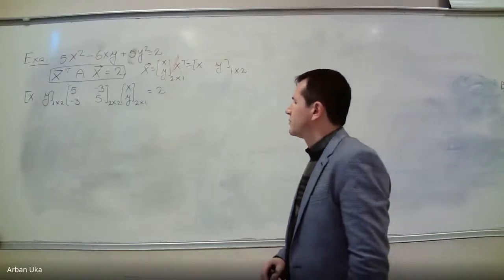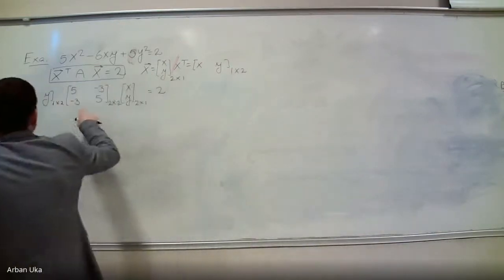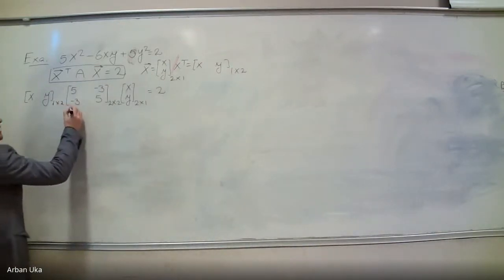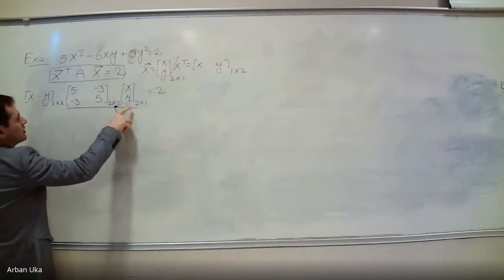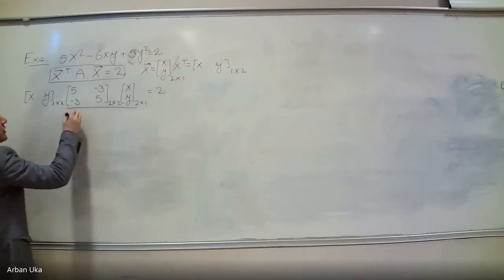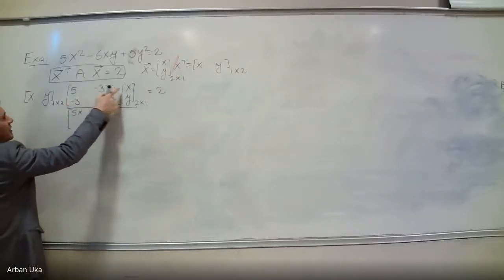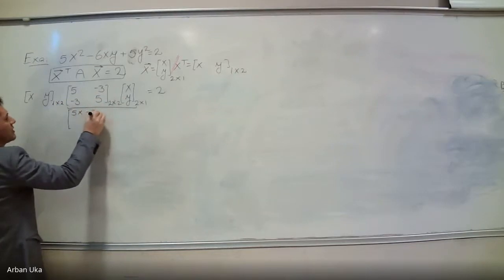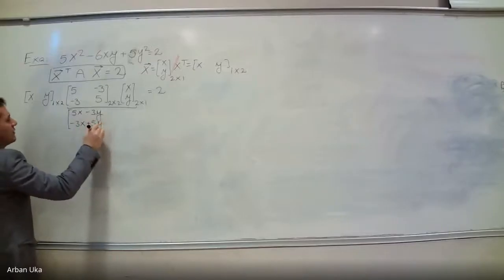Well, let's see. First of all, let's check whether this is true. I mean, this could be wrong. But let's see this one. If we multiply the matrix with x and y, what do we get here? 5x minus 3y. Yes, so it's 2 by 2 times 2 by 1, and we should get a 2 by 1, right? Yes. So this is 5 times x minus 3y, this is a single number. Then we have minus 3x plus 5y. That's true.